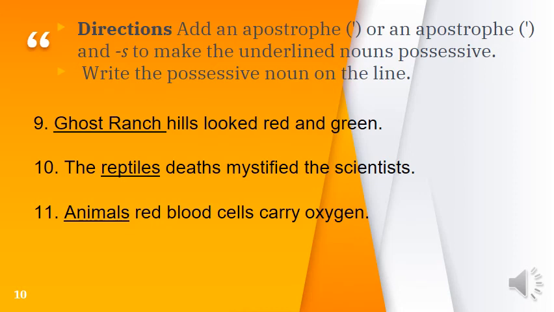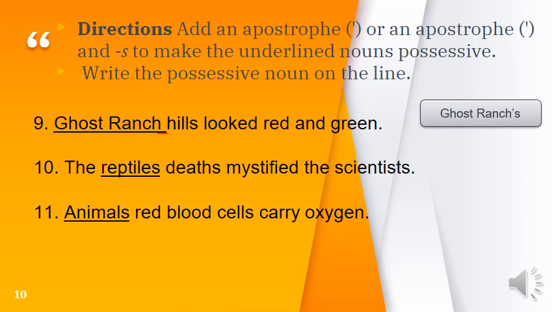Add an apostrophe or an apostrophe and S to make the underlined nouns possessive. Write the possessive. Yes, of course I'm going to write them. Ghost Ranch Hills. This is the name of a ranch. Ghost Ranch Hills looked red and green. So we said if we have two words, I add the possessive to the last word.